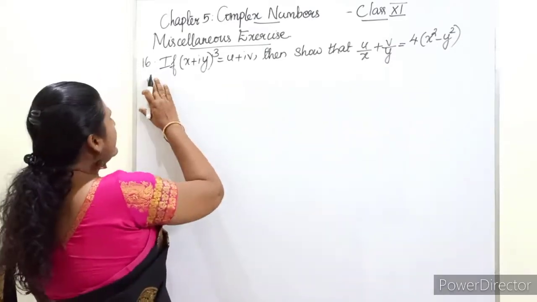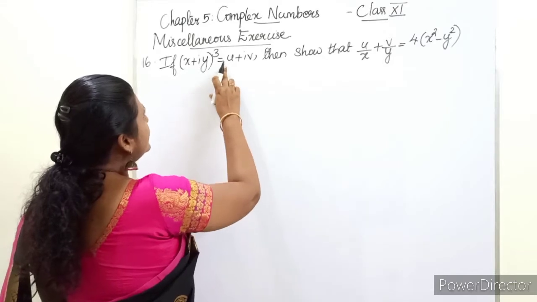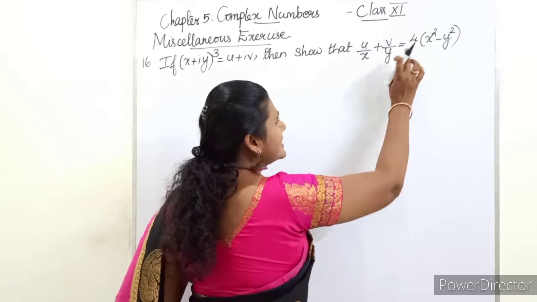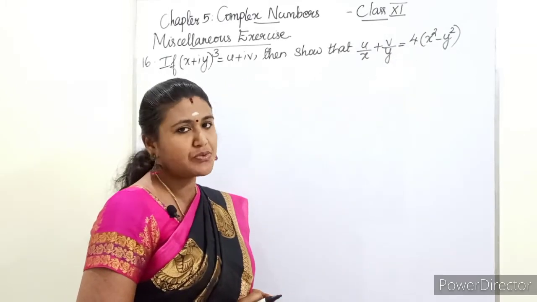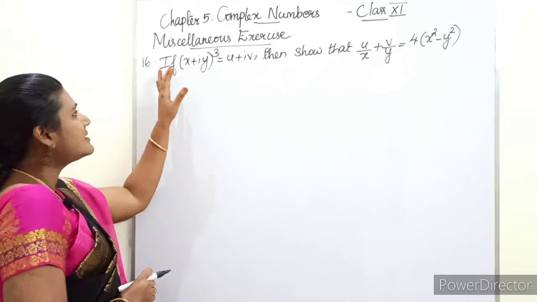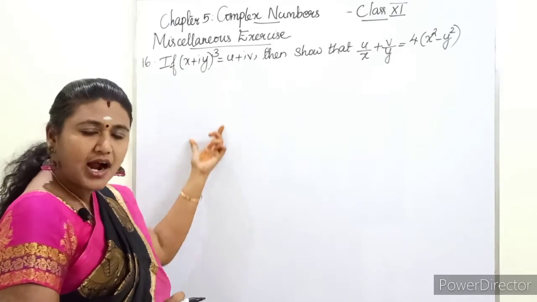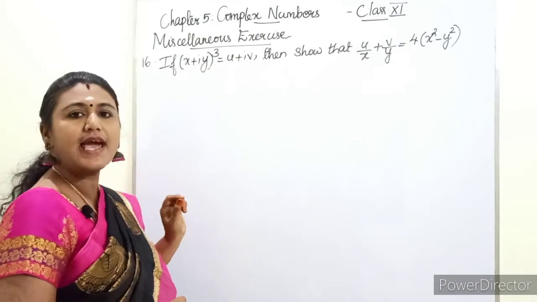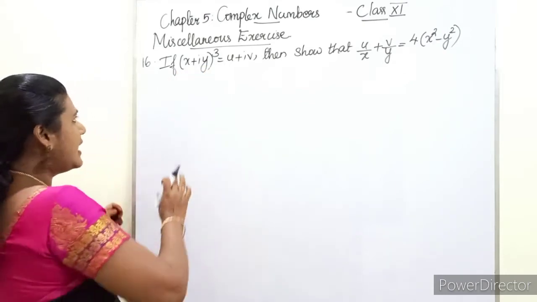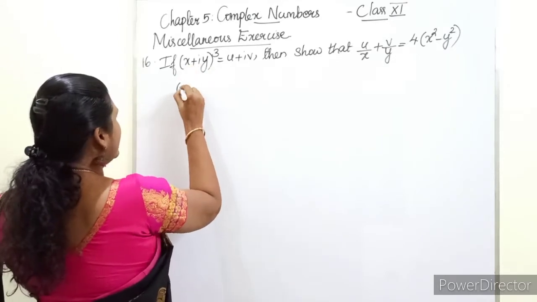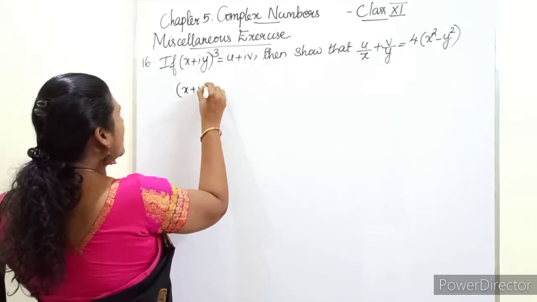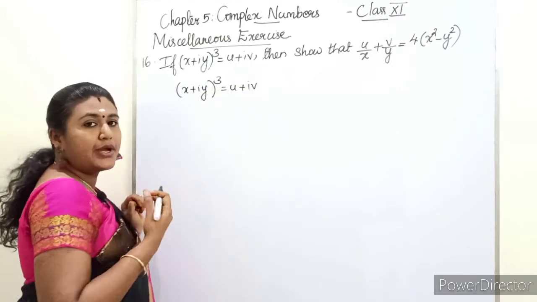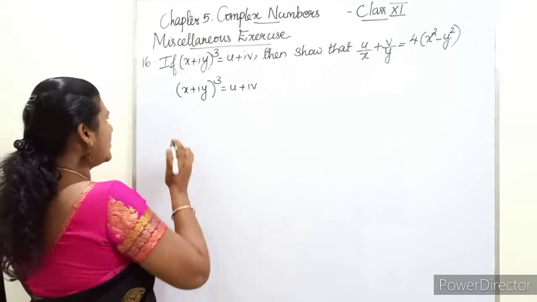Question number 16. If (x + iy)^3 = u + iv, then show that u/x + v/y = 4(x² − y²). So in this question, this condition is given. We will start with the given condition and expand the left side using the (a + b)³ identity. So we start with (x + iy)³ = u + iv. The left side we are going to expand using the (a + b)³ formula.